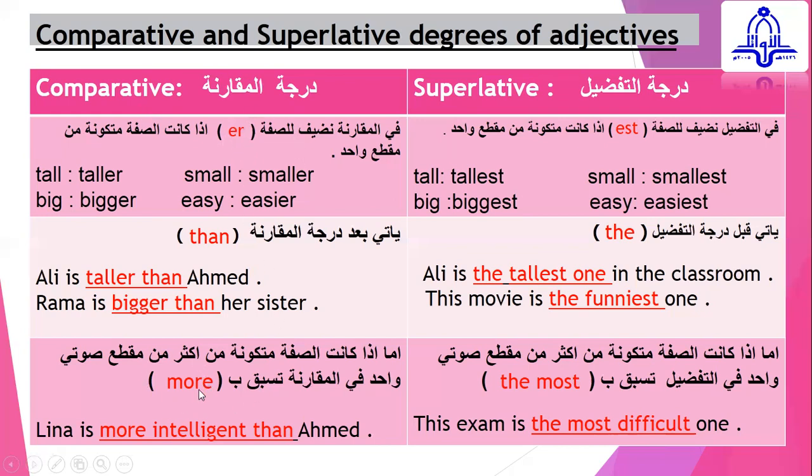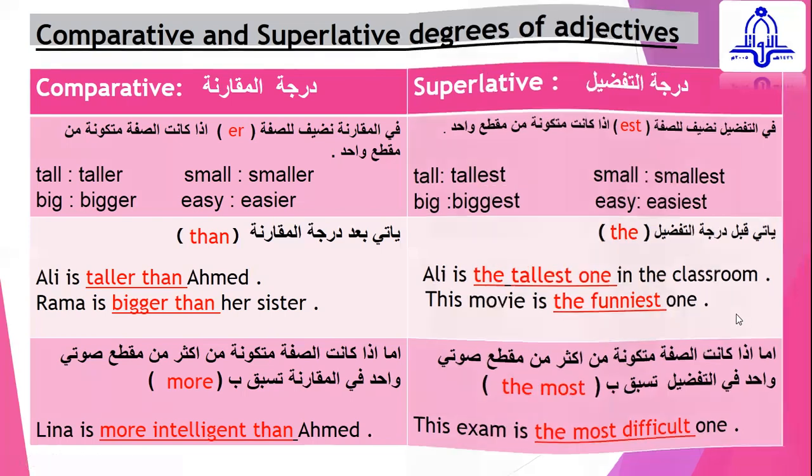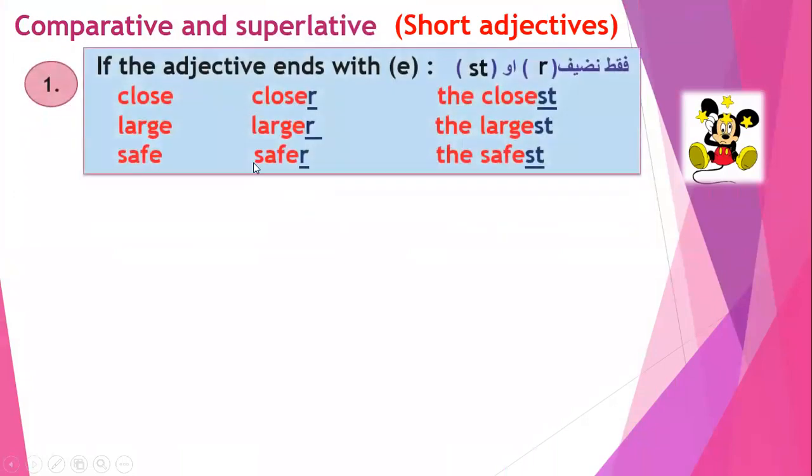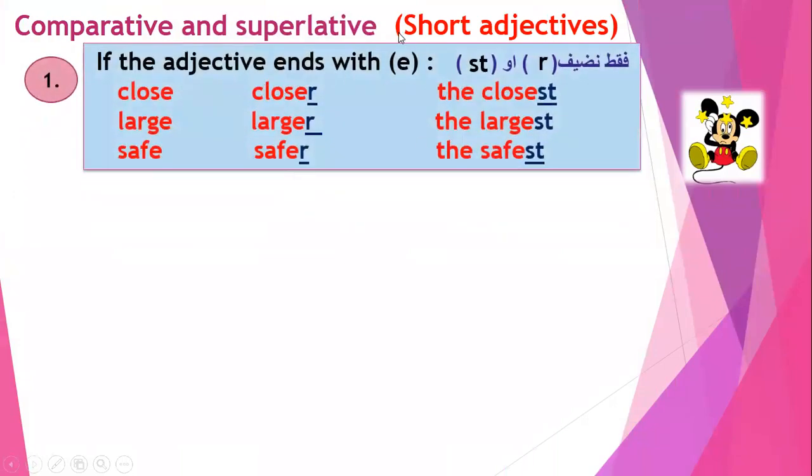If it consists of more than 1 syllable sound it should precede it with more. In superlative if the adjective consists of 1 syllable sound it will end with EST. راح نضيف EST للصفة. If it consists of more than 1 syllable sound it should precede it with the most. Now comparative and superlative for short adjectives. نجي على قاعدة إضافة ال ER أو ال EST for short adjectives. ننتبه للصفات القصيرة المتكونة من مقطع صوتي واحد. يعني هذه القواعد لا تنطبق على الصفات الطويلة.